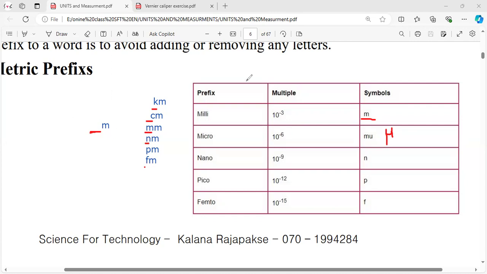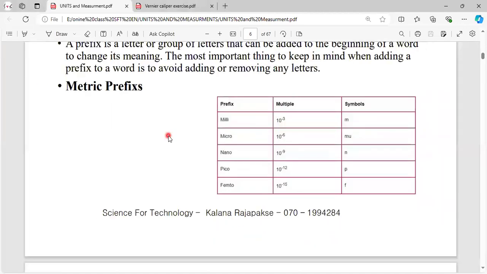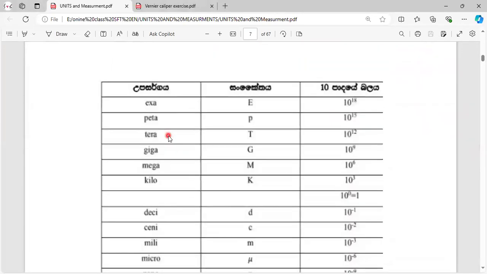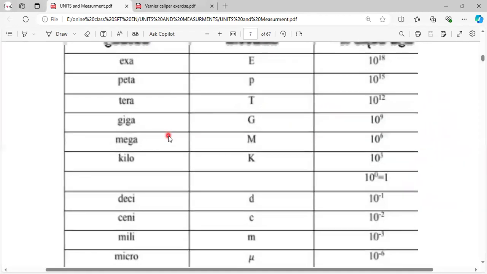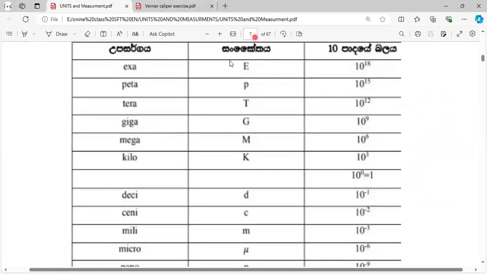Which means that if I add this milli term, it automatically takes this 10 to the power minus 3 as a multiplication to that same value, so the meaning of the value is going to change, right? And these are the same things I have explained earlier.